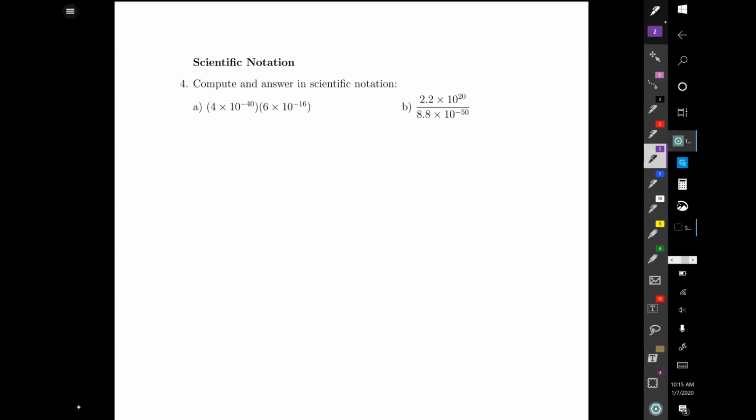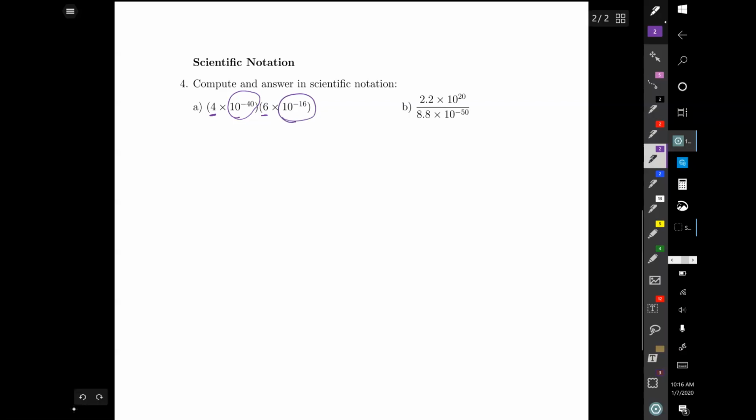So for this first one, for A, we have 4 times 10 to the negative 40th, all in parentheses, times 6 times 10 to the negative 16th, all in parentheses. So what we want to do is treat it the same way as our exponent laws, that the 4 and the 6 are kind of like the coefficients, so to speak, and the 10 to the negative 40 and the 10 to the negative 16, that's really our exponential.